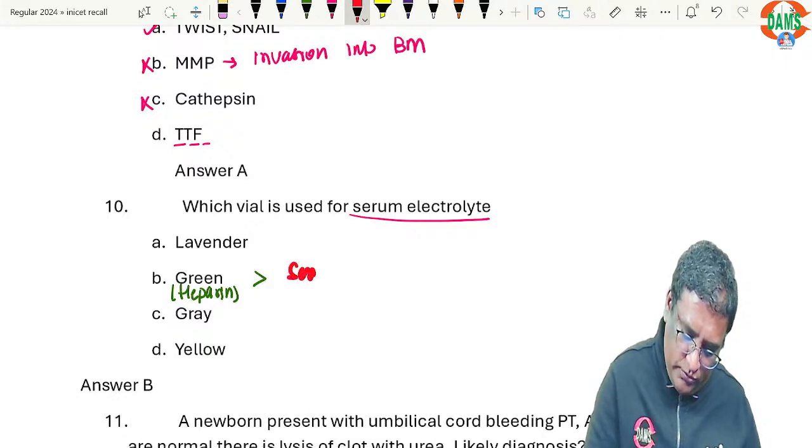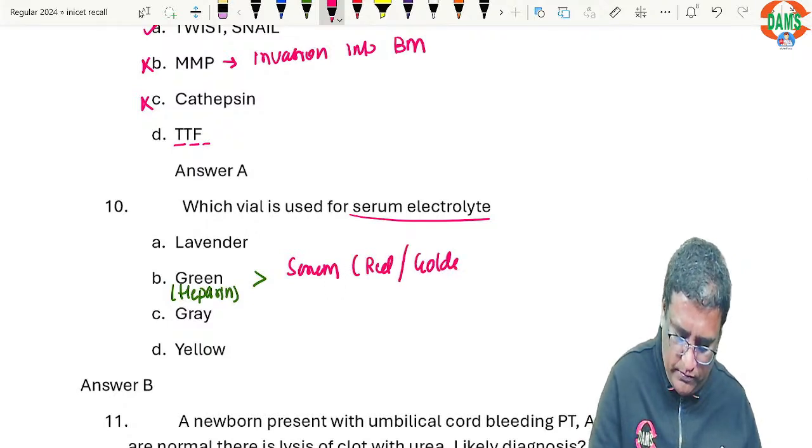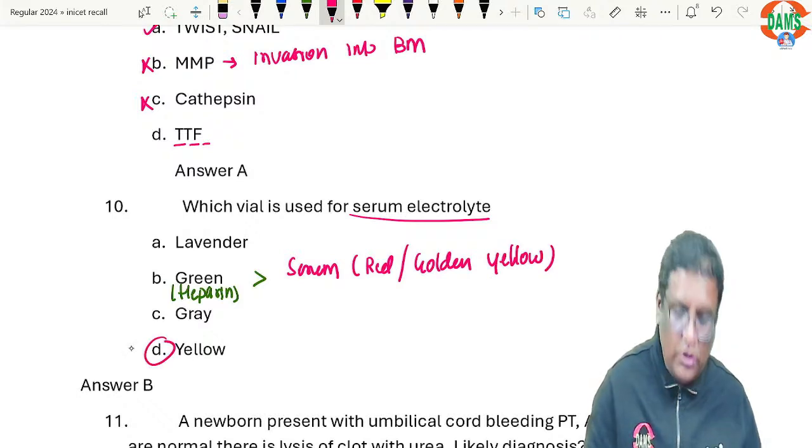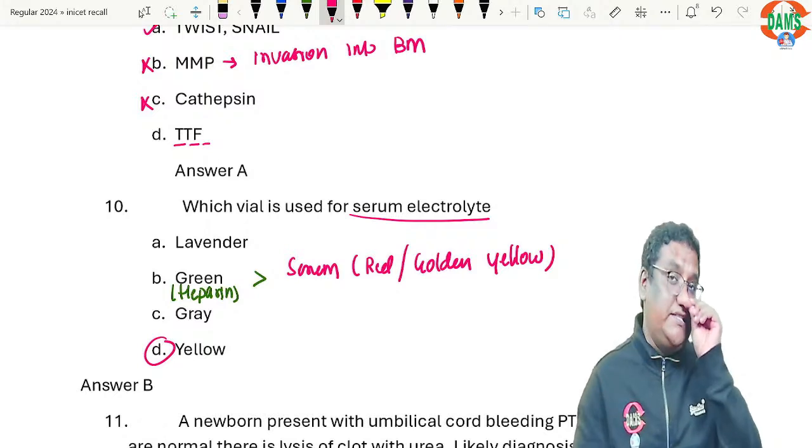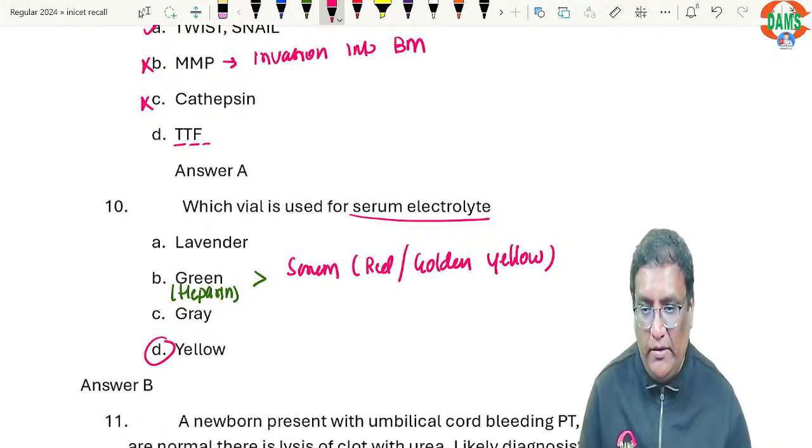So serum tubes will be what color? Serum tubes will be red or golden yellow. The word golden yellow is important, not just yellow. Only yellow will be ACD.